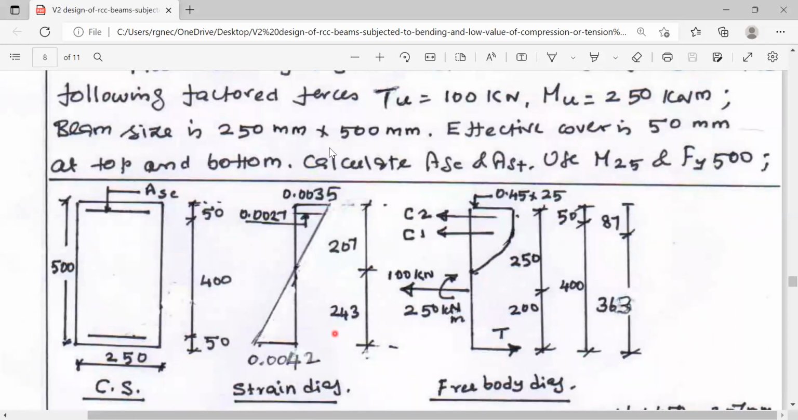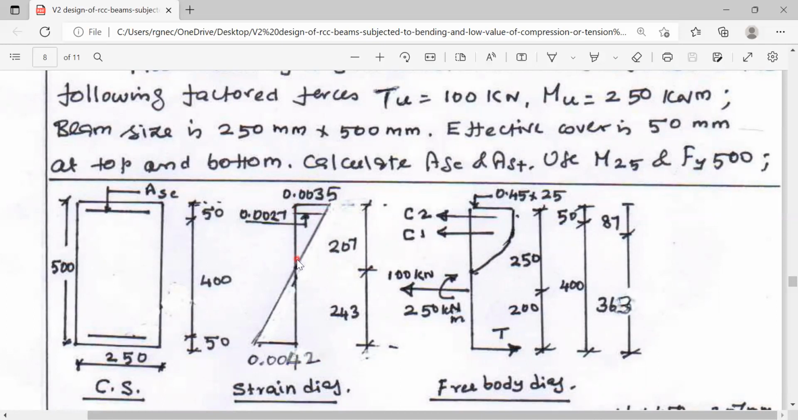First, we will draw the strain diagram, which is a linear one. The strain in the concrete extreme fiber of compression zone at collapse state is taken as 0.0035. The strain in the tension reinforcement is taken as 0.87 Fy divided by Young's modulus plus the residual strain of 0.002. This works out to 0.0042 for Fy 500. Once you fix these strains, that is the strain in concrete at the ultimate stage 0.0035 and the minimum specified value of strain 0.0042, this becomes the balanced section.